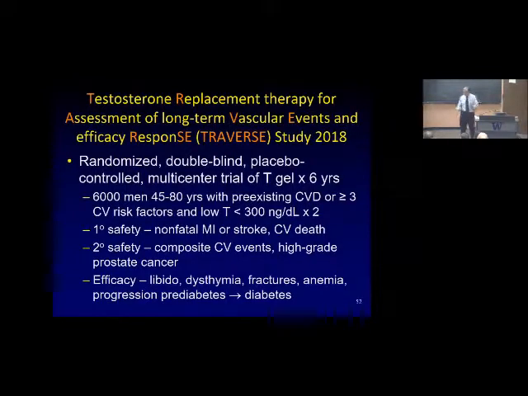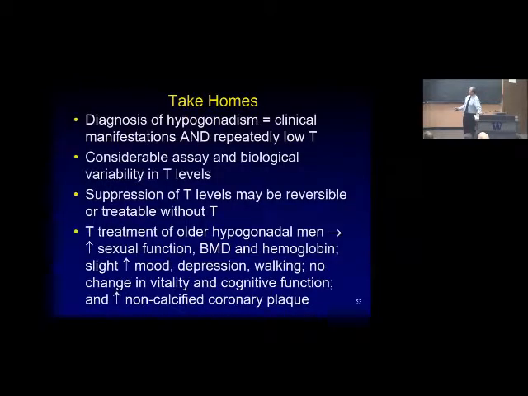So the take-home points are: diagnose hypogonadism with manifestations and repeatedly low testosterone. Keep in mind the assay variability and the biological variability, and the fact that testosterone levels are suppressed with illness and a variety of medications that may be treatable without testosterone, and that older men do derive benefit with testosterone treatment, particularly in terms of sexual function, bone density, hemoglobin, and maybe slight improvements in mood and depression scores, and walking, but no changes in energy or cognitive function, and a concerning effect on non-calcified coronary plaque.